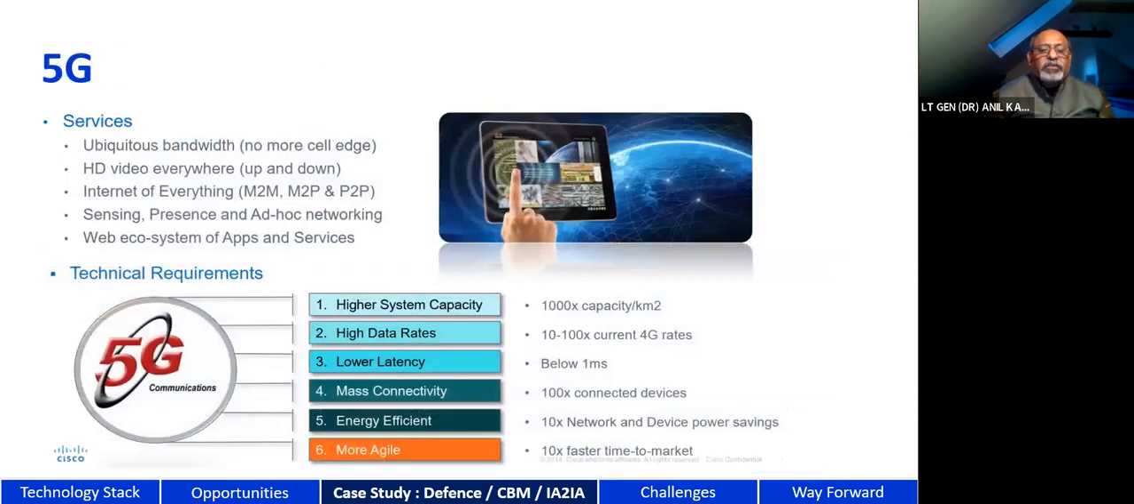And then, of course, I just touched upon 5G. It is where the future lies. And while we are talking of 5G, 6G is also coming up. We are also talking of 6G, which is a very much secure system beyond the 5G. So this is the technology stack.